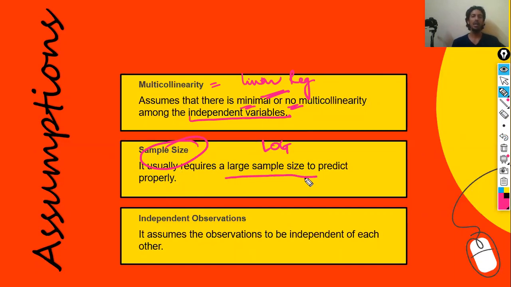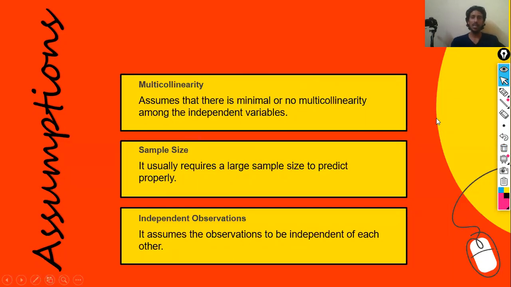Now, talking about independent observations, it assumes that the observations are independent of each other. So the first three rules are: there should be no multicollinearity, the sample size of the training set should be large, and the observations should be independent of each other, in order for your logistic regression to work well.